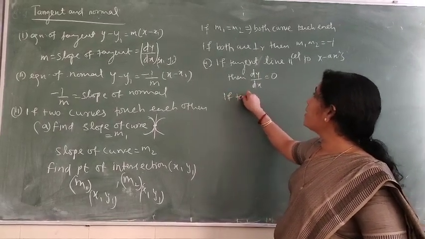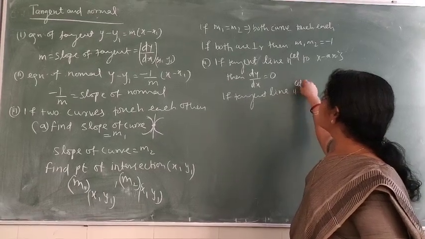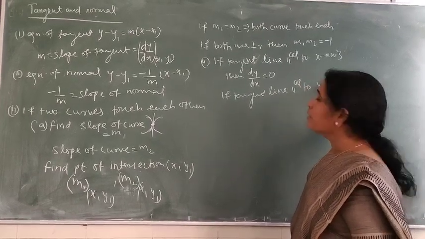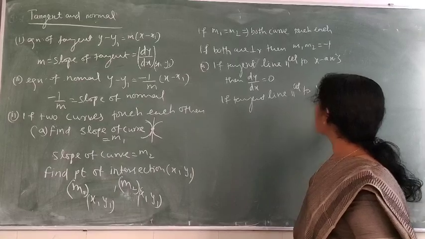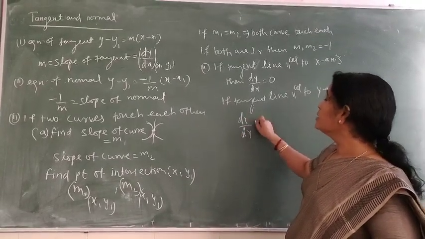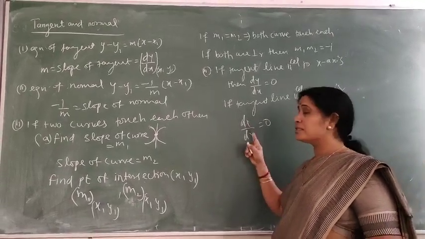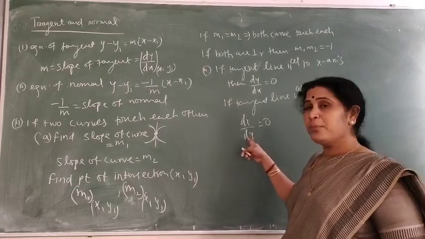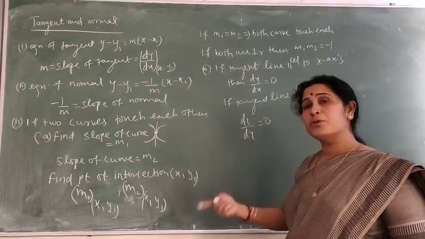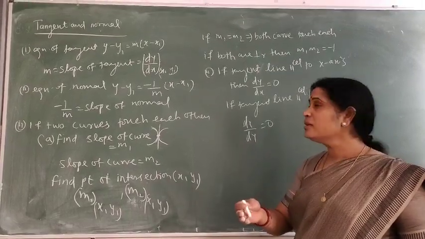If the tangent line is parallel to the y-axis, then naturally the slope is how much? Infinity. That's why we say dx by dy equal to 0. That is the slope of normal equal to 0, that is dx by dy equal to 0. From this you can get the value of x, substitute in the given curve, and automatically you will get the value of y. That means you will get the point.